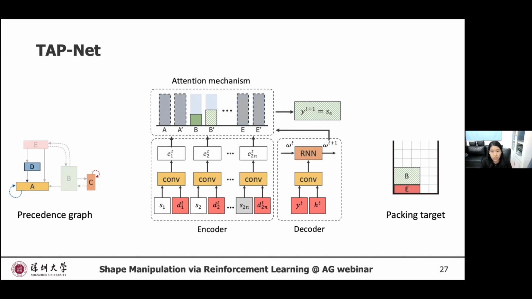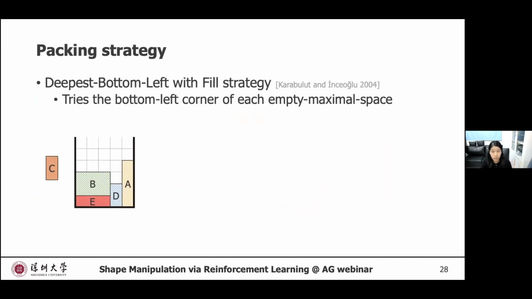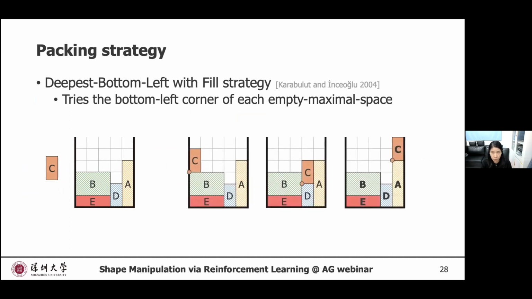The whole process iterates until all the boxes are transported and packed into the target container. Note that our TAPNet only outputs the packing sequence. To find the packing position for the selected boxes, we employ a simple heuristic strategy, which tries the bottom left corner of each empty maximal space and selects the one with the highest packing quality.